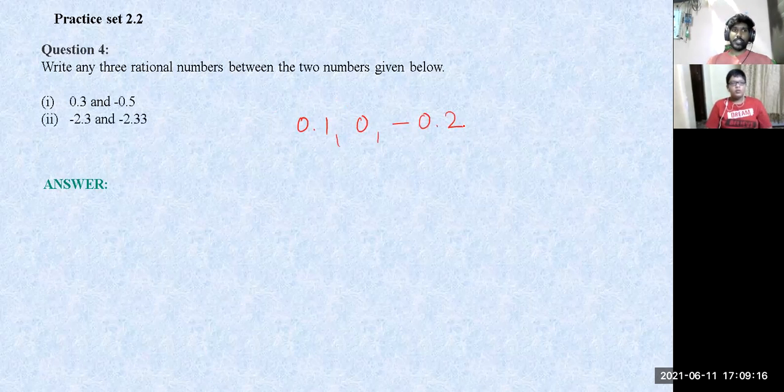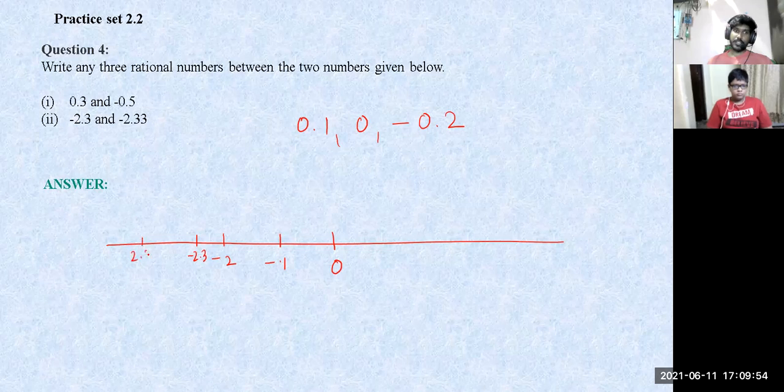Second one, can you tell me between minus 2.3 and minus 2.33? Minus 2.5, minus 2.10, and minus 2.25. Little bit incorrect, that is. I'll tell you why. Think of a number line. This is 0. This is minus 1. Suppose this is minus 2. And after minus 2, somewhere here it will be minus 2.3. And after this will be minus 2.33. It gets smaller and smaller. So between these two, you have to tell me between. Minus 2.4. Minus 2.4 will come after this. I need between it.